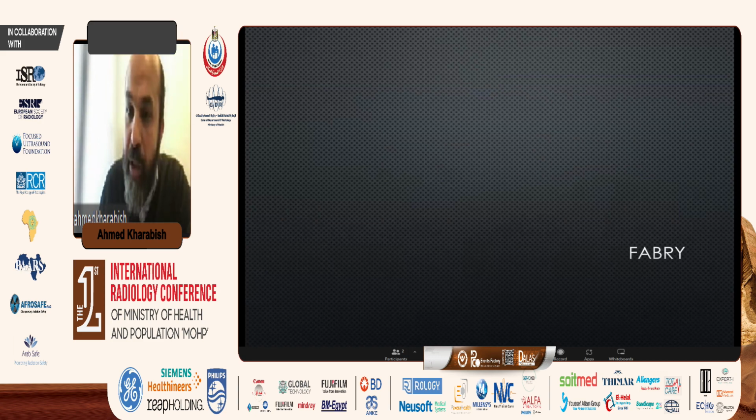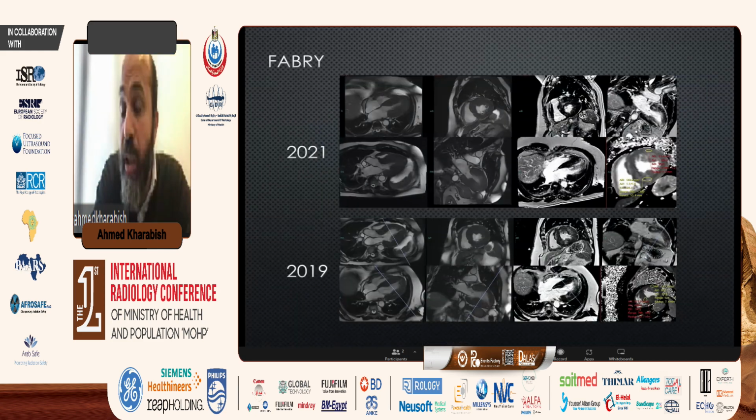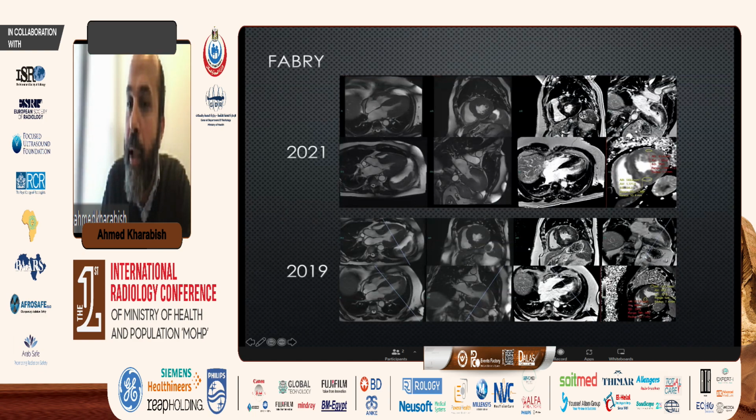Fabry disease sometimes presents itself by concentric hypertrophy, but usually on the T1 maps, or the parametric maps, it will show reduced values on the native T1 maps, and most likely there is going to be enhancement and fibrosis as well on the late enhancement.